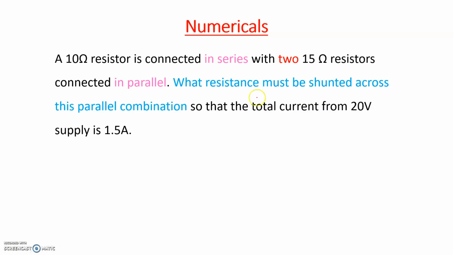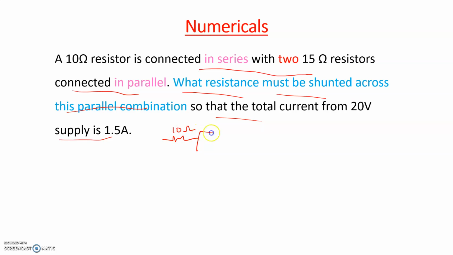A 10 ohm resistor is connected in series with two 15 ohm resistors connected in parallel. What resistance must be shunted across this parallel combination so that the total current from a 20 volt supply is 1.5 amperes?